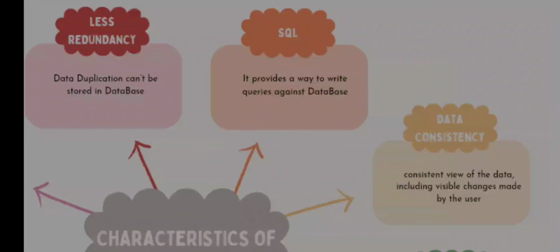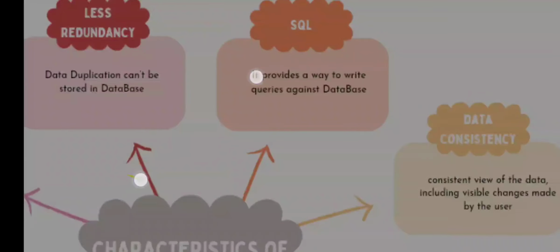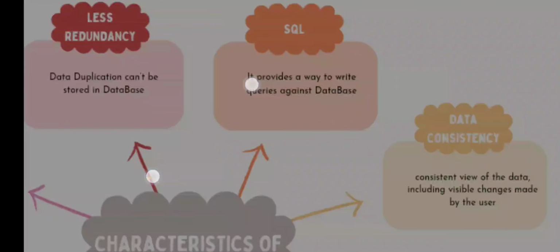The second is data redundancy, or less redundancy. Less redundancy means data duplication can't be stored in the database, meaning duplicate values can't be stored. If you are storing roll number 1 two times, it will not be stored in the database table.